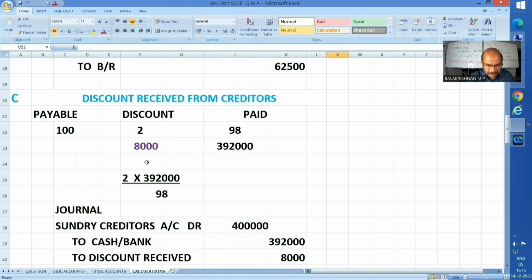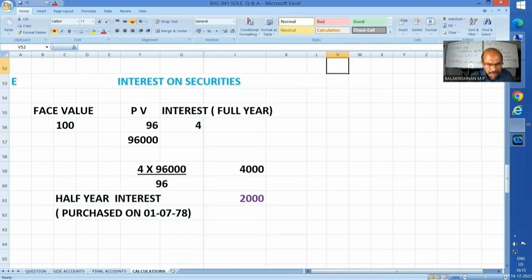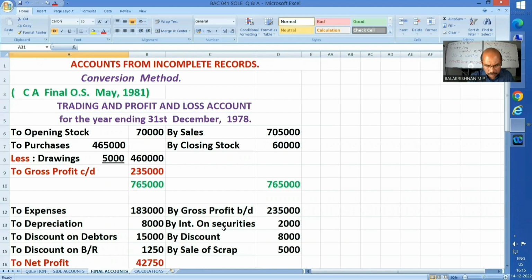Discount received from creditors, 8,000. Yes, that also is there. And again, interest on securities, 2,000. These nominal accounts, they had not directly given. We worked out, and since it is nominal accounts, we have incorporated in the profit and loss account: interest on securities, discount, discount on debtors, discount on bill receivable.